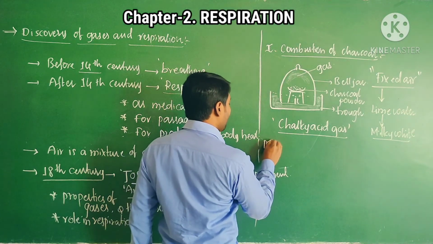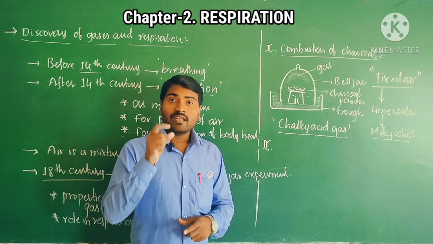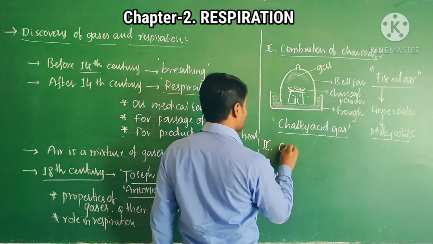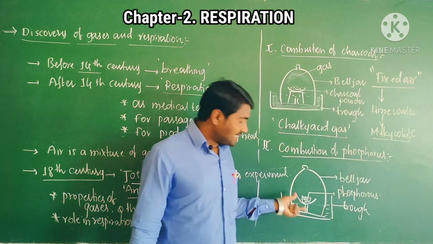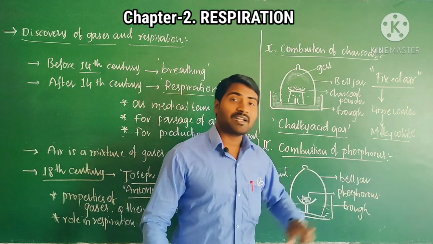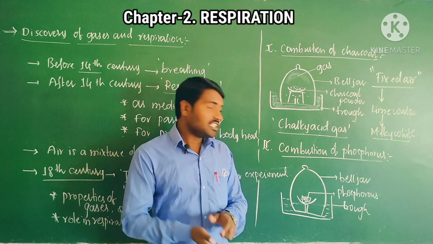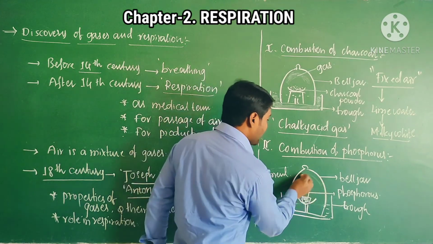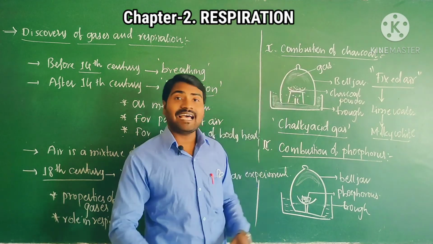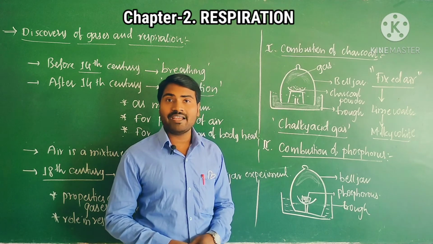Come to experiment number 2: instead of charcoal, he now took phosphorus, the combustion of phosphorus. The same experimental setup, but instead of the charcoal, he took the phosphorus. When he burned the phosphorus, the gas or air released here was somewhat different from the earlier gas, because it did not change the lime water into milky white.